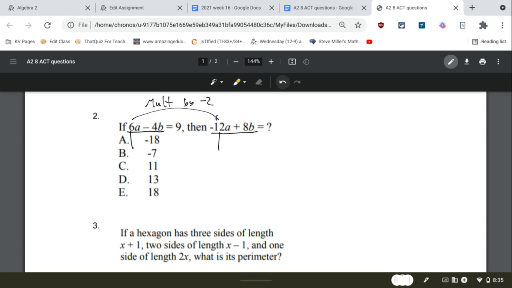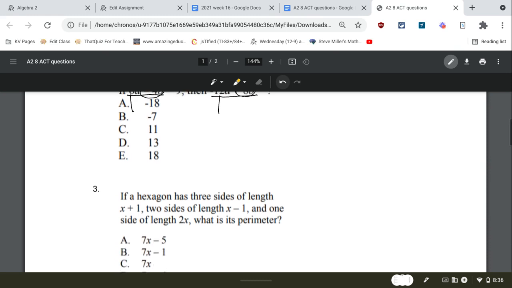Multiply by negative 2. That'll get you from equation to equation. And the same goes for the negative 4b and the positive 8b. If you multiply by negative 2, that's the relationship there. That's the key to solving that problem. I don't want to say any more, otherwise I'd just be giving you the answer.